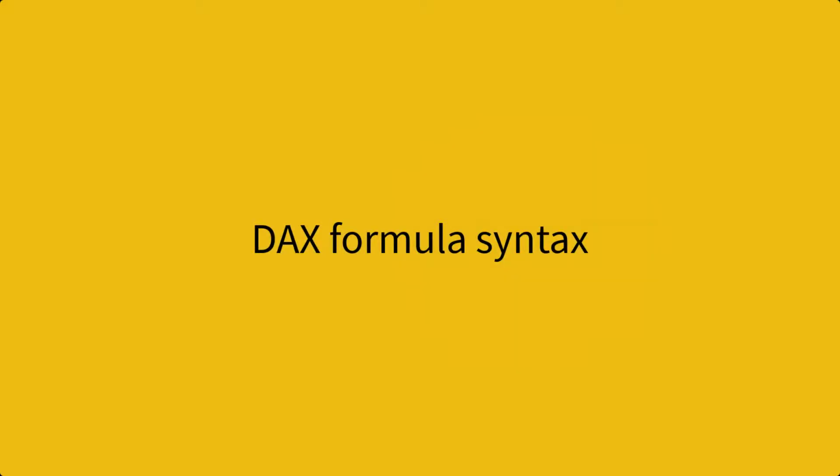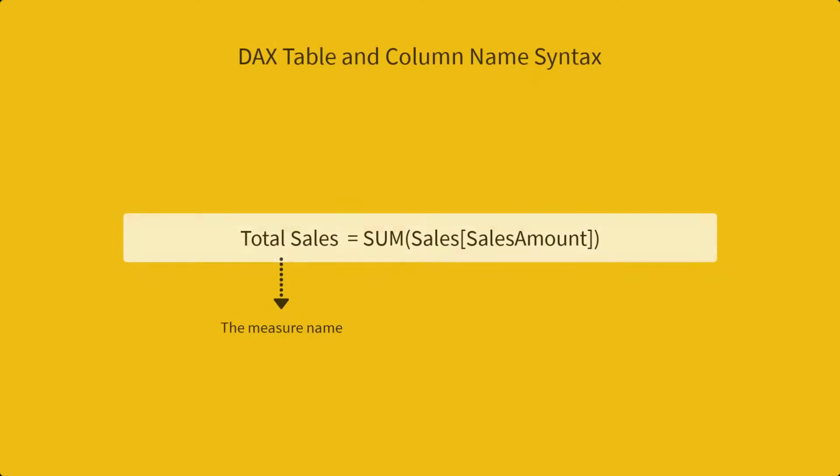Now, before we get hands-on with creating DAX formulas, let us first take a look at DAX formula syntax. Syntax basically helps you understand how a formula is written or what elements are used to make a formula. A formula can have different components. If you look at the example shown on the screen, it contains a measure name, which is Total Sales. A measure name explains what the formula is all about. Looking at this measure, it is very easy for us to understand that it will calculate the total sales.